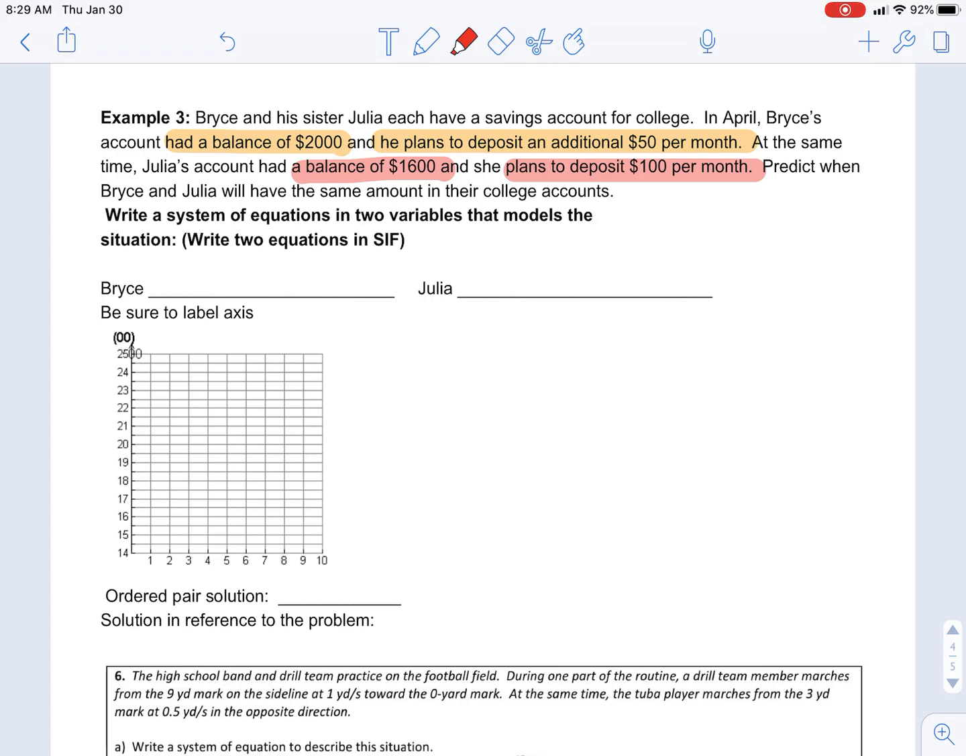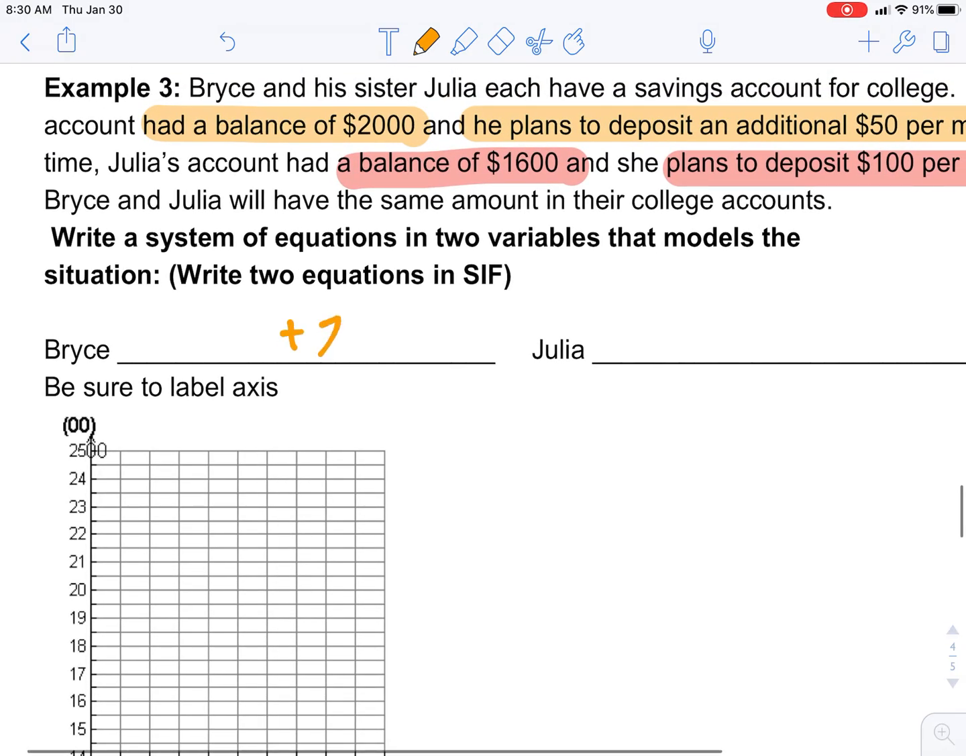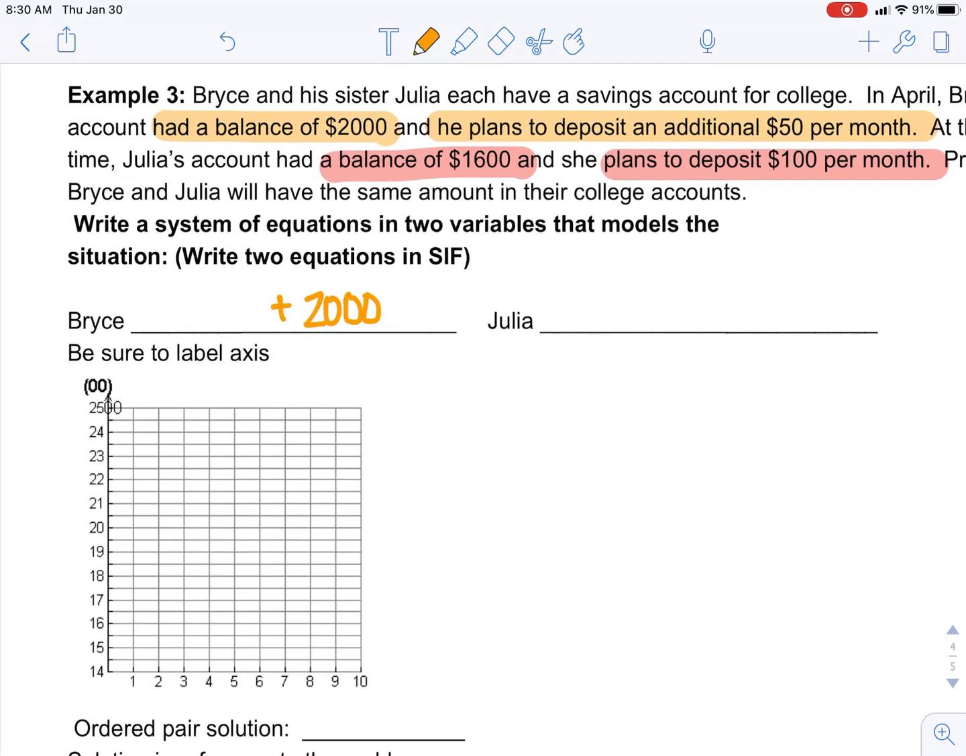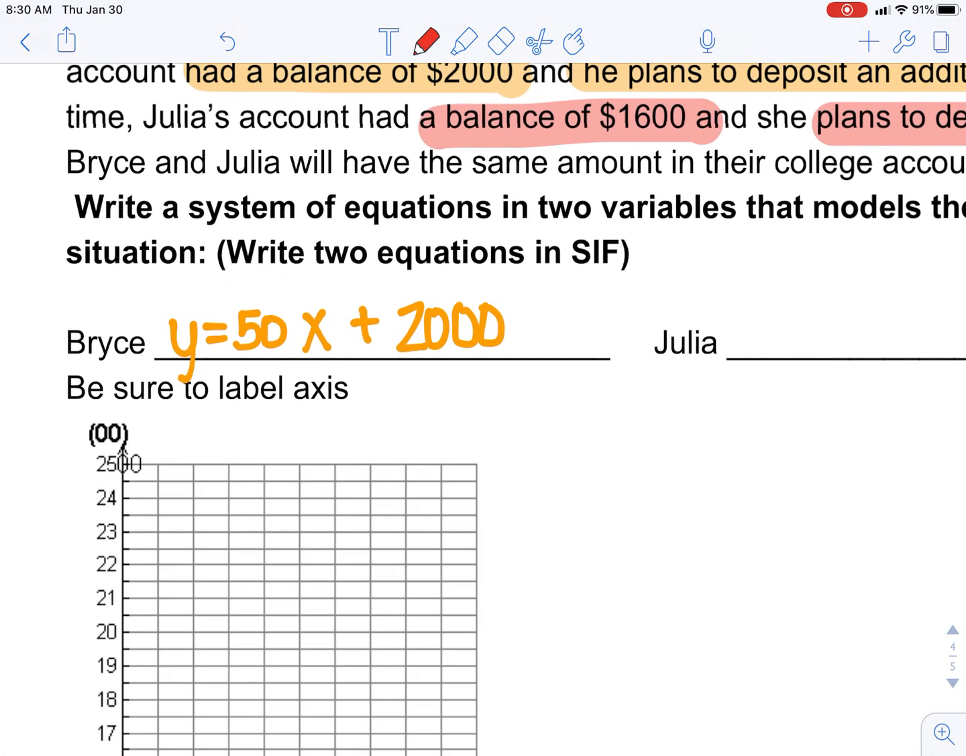So the first thing you need to do is write a system of equations with 2 variables. That means that you need to actually figure out what are the equations for Bryce and Julia. This is something we did back in the last chapter, linear equations. So for Bryce, if he has a balance of $2,000, I know that that's plus $2,000 no matter what else he decides to save. Then he plans on depositing $50 per month. So we know that that's his slope because it's a rate of change. So $50 per 1 month. So we can fill in our y equals and our x, and we can move on to Julia.